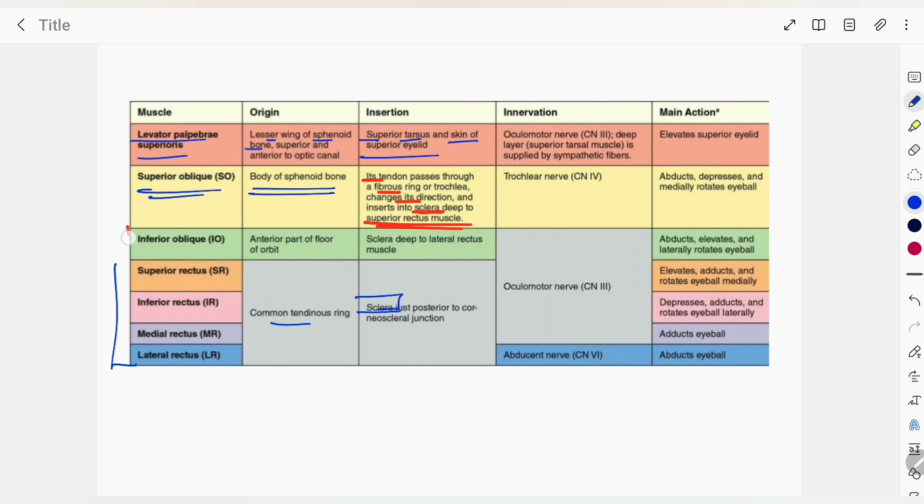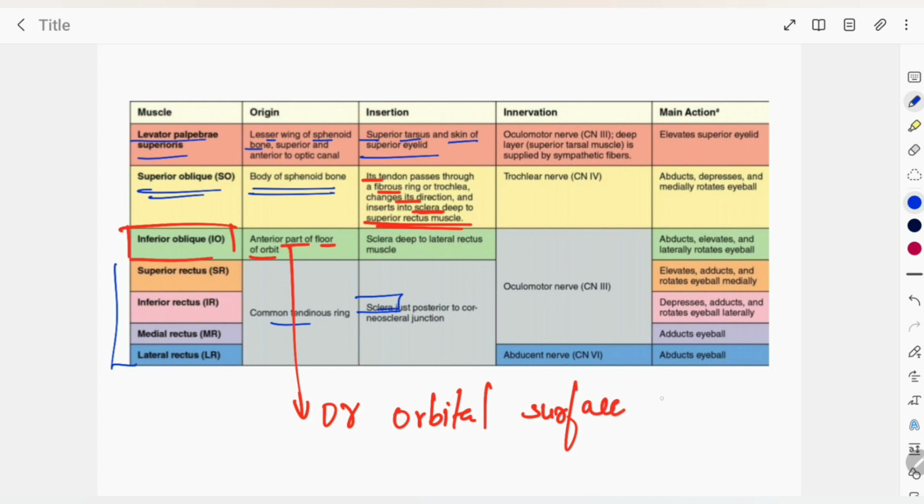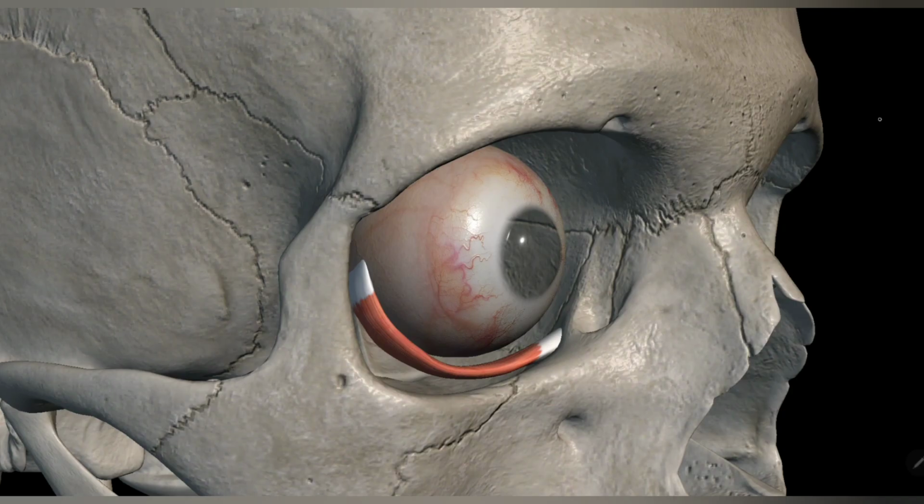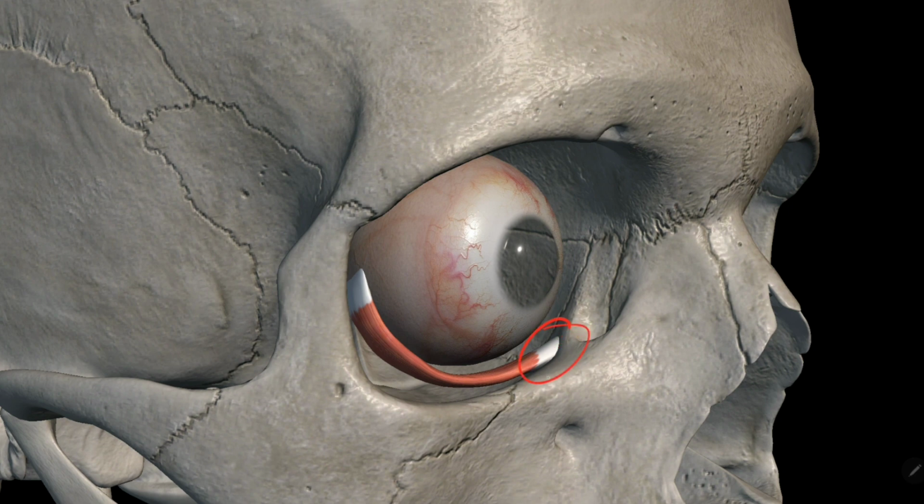Now we are on the last muscle, that is inferior oblique. If we talk about the inferior oblique, its origin is from the anterior part of the floor of the orbit, or we can say that it is coming from the orbital surface of the maxilla. Here you can make out, this is the part of the maxilla. So it is coming from the orbital part of the maxilla. So the origin is from here.